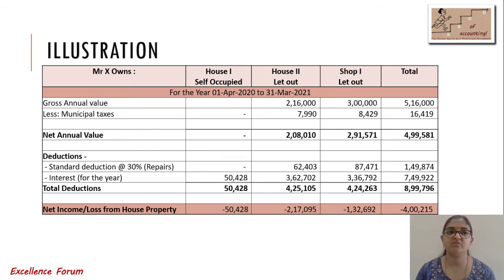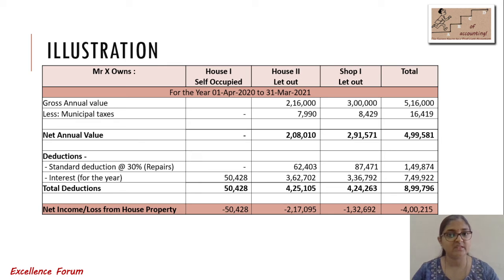So, of course, there will be no deduction for municipal taxes as well. But he can avail the deduction for the interest on loan for that property paid during the year. In this example, I have taken that as 50,428. So, this will be the net loss from house property 1 for Mr. X.